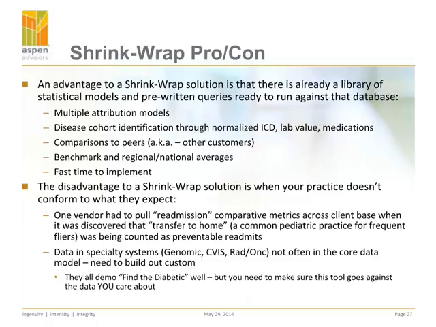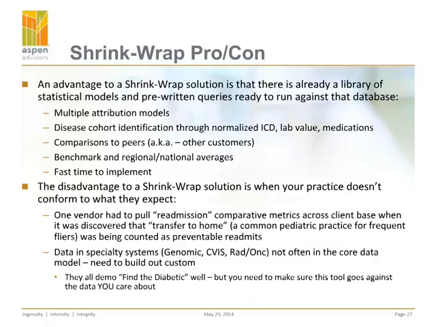So the overall pro and con on shrink wrap is the advantage you have is that there's a library of models they're bringing to the table. They've got pre-written queries ready to run against the database. They've got multiple attribution models usually. They have disease cohort identification, not just through the diagnosis codes, but they've got lab values and medications that the patient might be on. They've got comparisons of peers, might be other customers. They've got benchmarks and national and regional averages. They've got a fast time to implement usually. The biggest disadvantage to a shrink wrap solution is when your practice doesn't conform to what they expect.